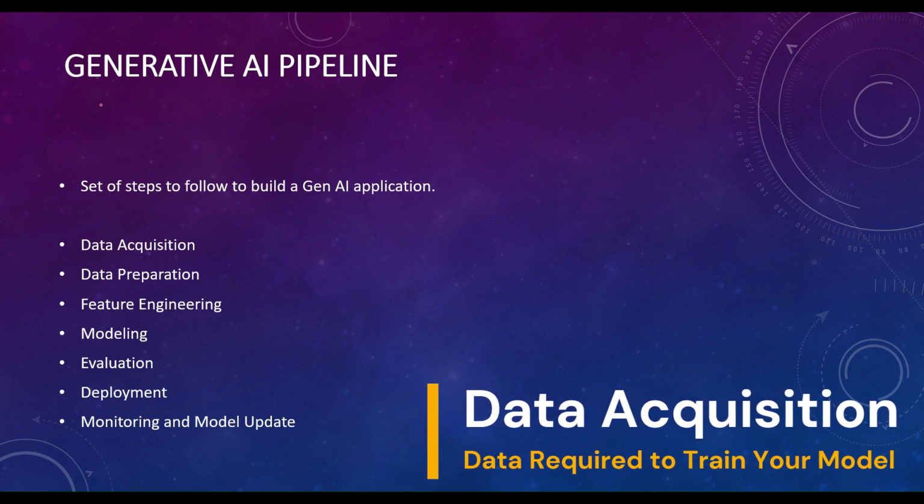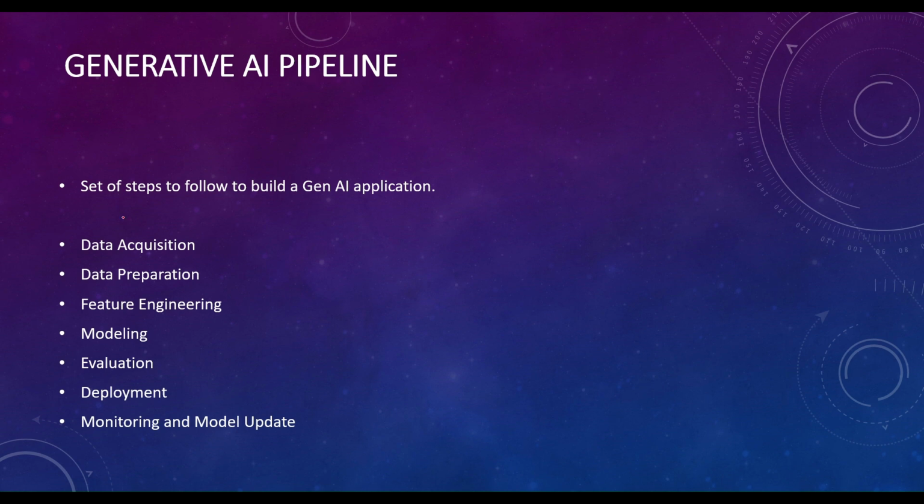So let's begin. As we discussed in the previous video as well, one of the first steps in the generative AI pipeline is the data acquisition. The purpose of the data acquisition is to get the data for our generative AI application, because without data, we cannot train the model. The idea is to get as much data as possible. That is the main objective of the data acquisition. So how can we get the data so that we can train our model in the coming steps?